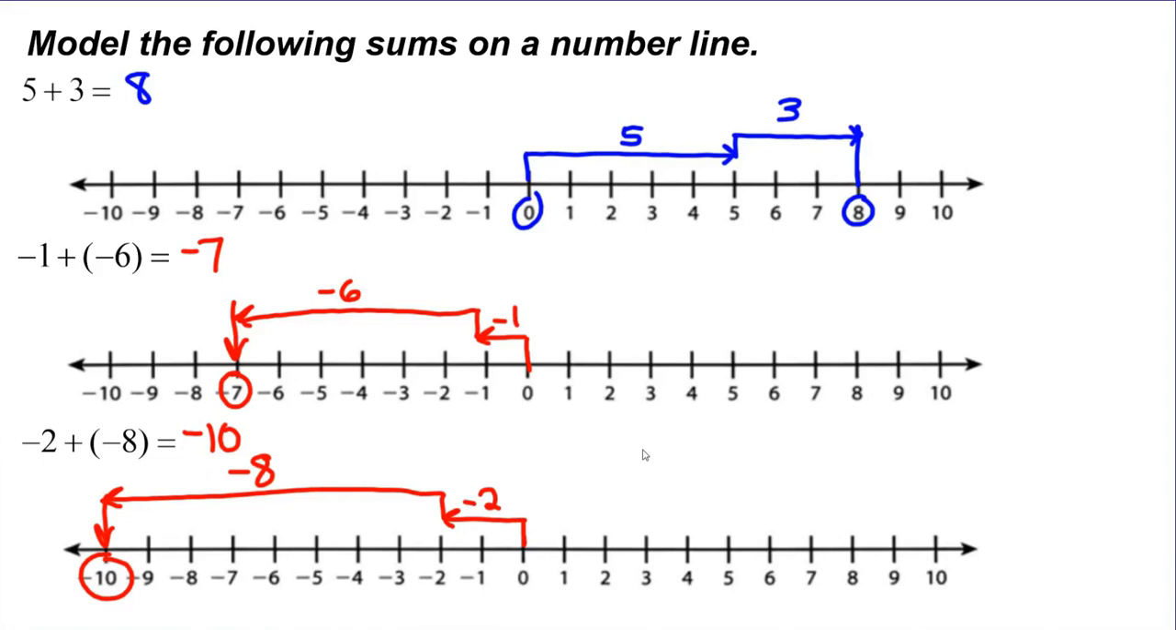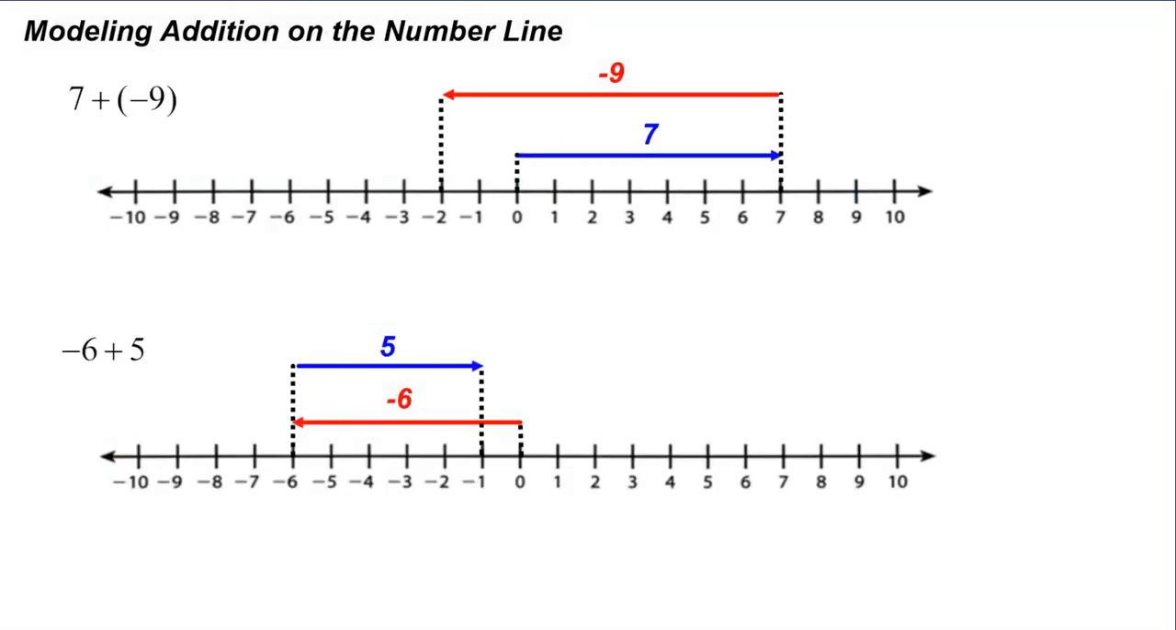So adding numbers with the same sign is actually quite easy because it's just addition. You're just combining the values together. Now, the trouble comes when we try to add numbers that don't have the same sign. So what if I add a positive number and a negative number together? What does that look like on the number line? So let's take a look here at 7 plus negative 9.